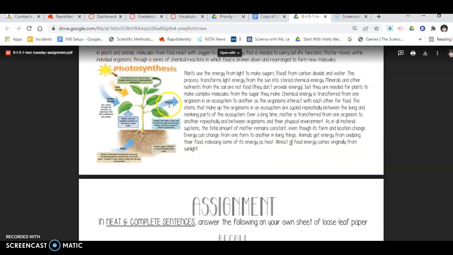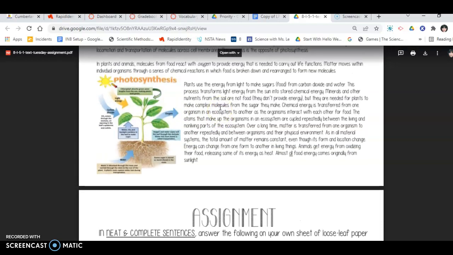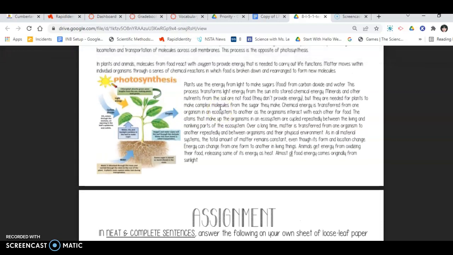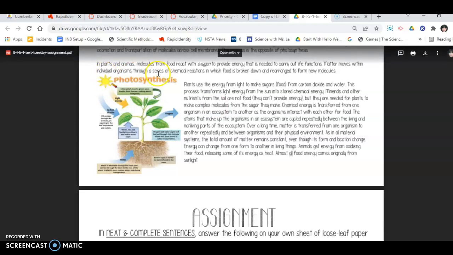In plants and animals, molecules from food react with oxygen to provide energy that is needed to carry out life functions. Matter moves within individual organisms through a series of chemical reactions in which food is broken down and rearranged to form new molecules. Plants use the energy from light to make sugars, or food, from carbon dioxide and water. This process transforms light energy from the sun into stored chemical energy.